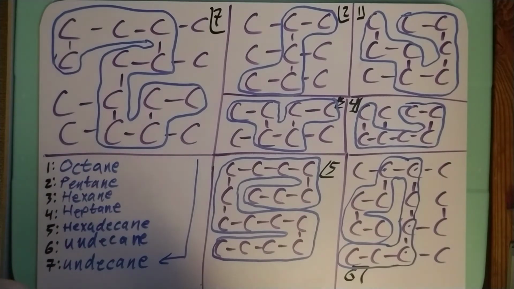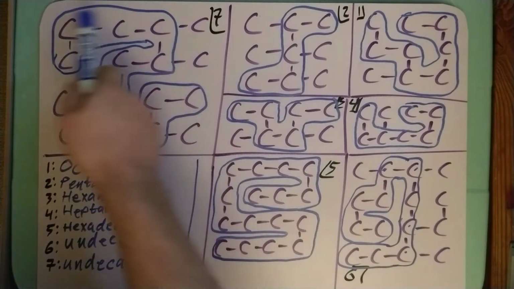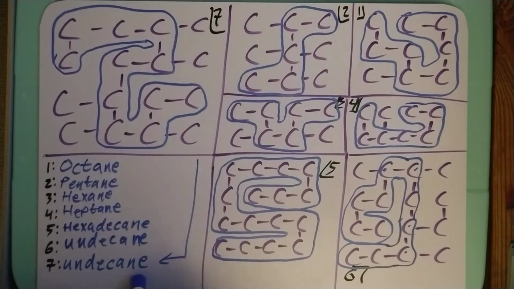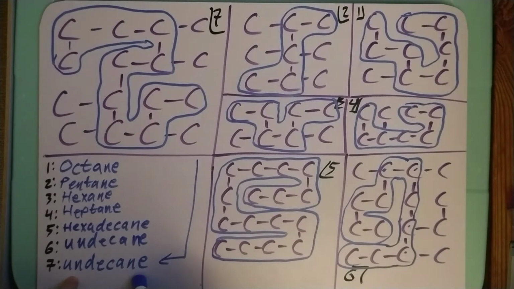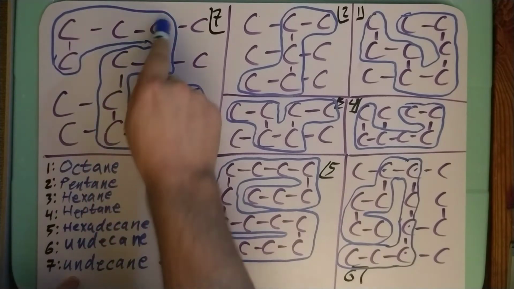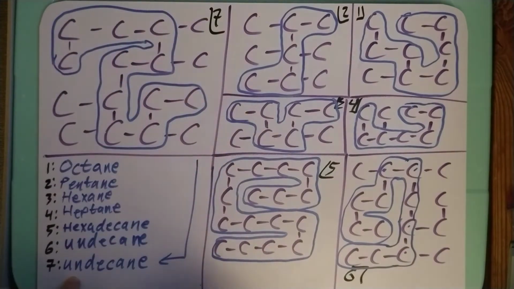Alright guys, in this video we're going to be looking at numbering the parent chains and then naming the branches that come off of it. Now first off, I challenge you guys to come up with the root for this one on your own. It is another undecane, because the longest possible path is going to have 1, 2, 3, 4, 5, 6, 7, 8, 9, 10, 11 carbons in it.